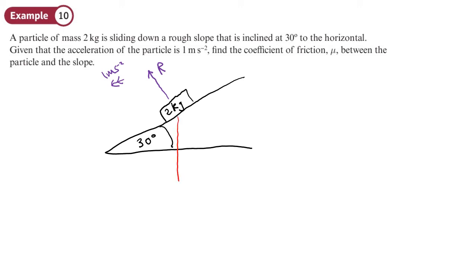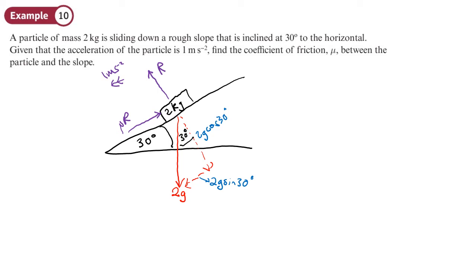We need to put on the weight, 2 times g. Then we need to find the parallel and perpendicular bits to that. So that's 30, which means that over here we have 2g cos 30, and here 2g sine 30, like that. Since it's sliding down the slope, resistance is going to be opposing its motion, so friction is going to be pointing up. It doesn't really matter too much where you draw your arrow, as long as it's pointing in the right direction. And that is mu R, and we need to find mu.